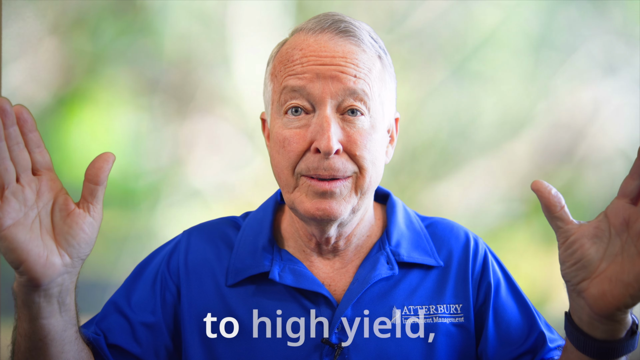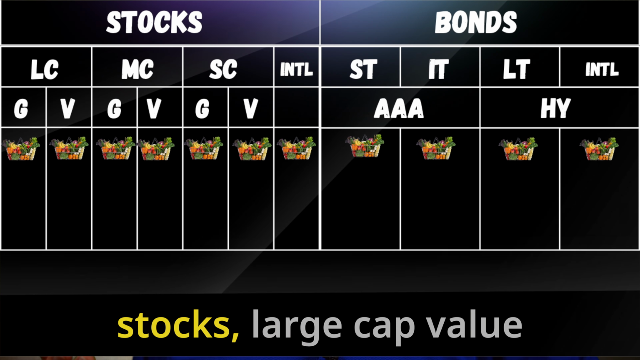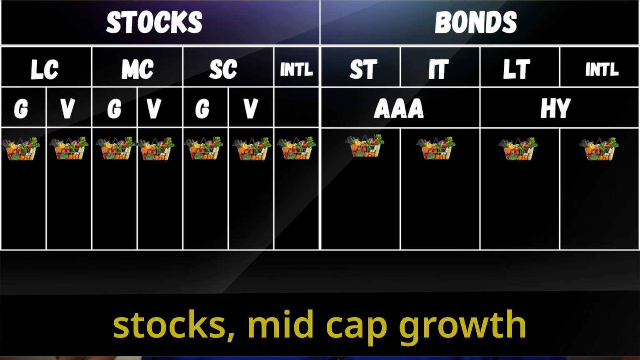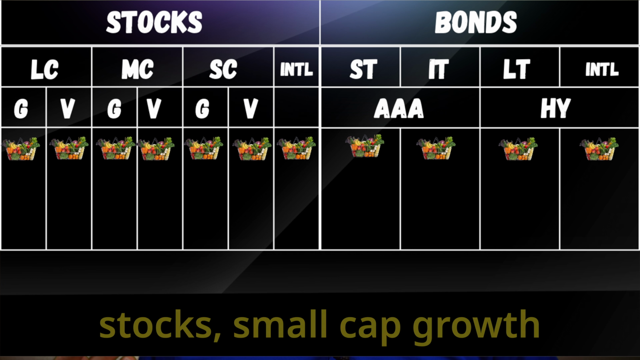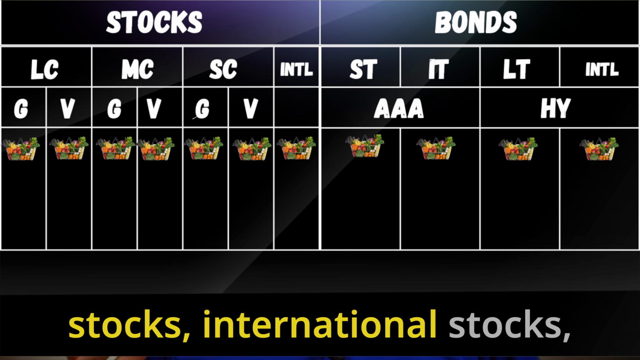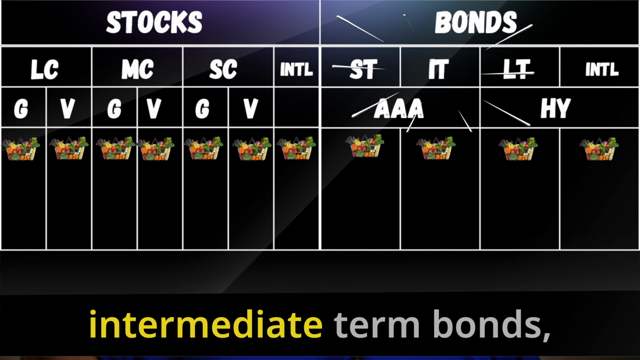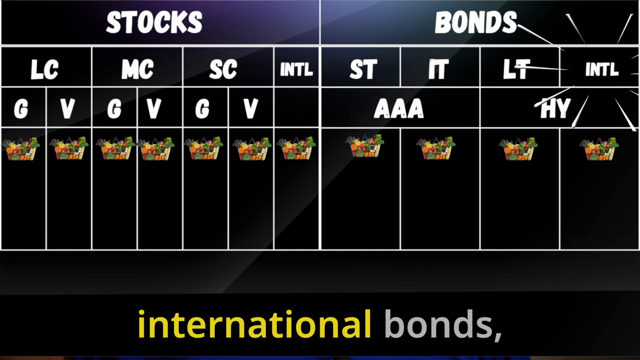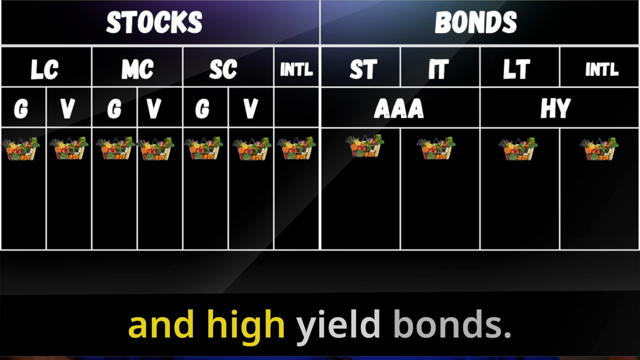And just like with stocks, a portfolio of bonds that has been allocated among many different markets and then in turn diversified within each of those markets is again at the opposite end of the risk spectrum compared to having your money invested in just one bond issuer. So for those who are not emotionally, financially suited to be 100% in stocks, a portfolio might include large cap growth stocks, large cap value stocks, mid cap growth stocks, mid cap value stocks, small cap growth stocks, small cap value stocks, international stocks, short-term bonds, intermediate-term bonds, long-term bonds, international bonds, investment-grade bonds, and high-yield bonds.